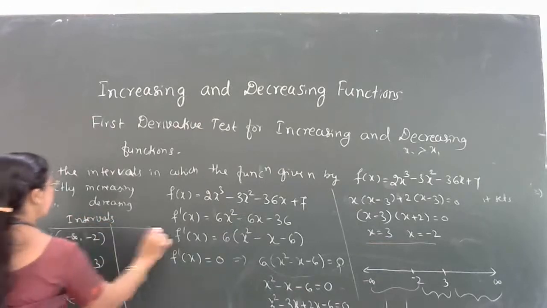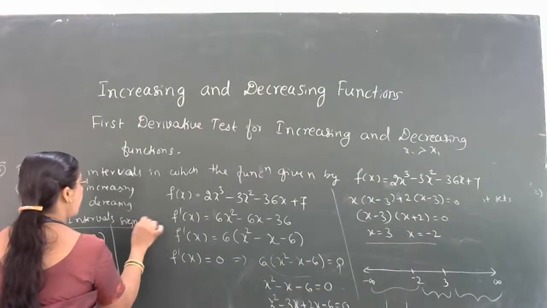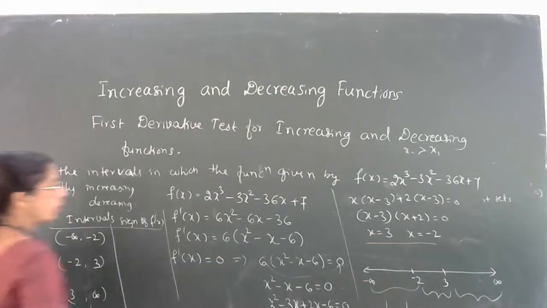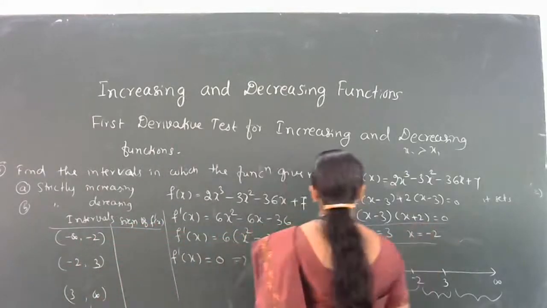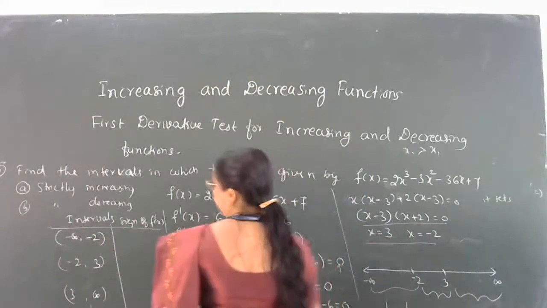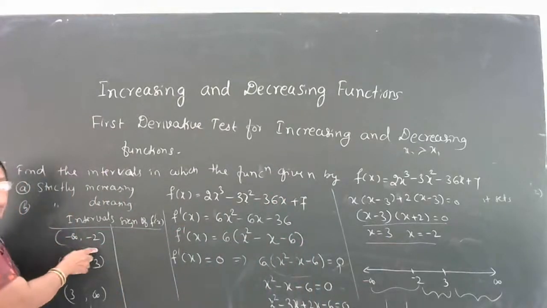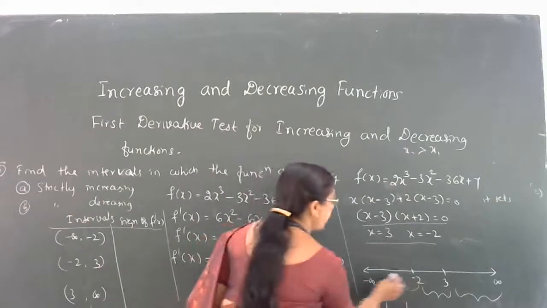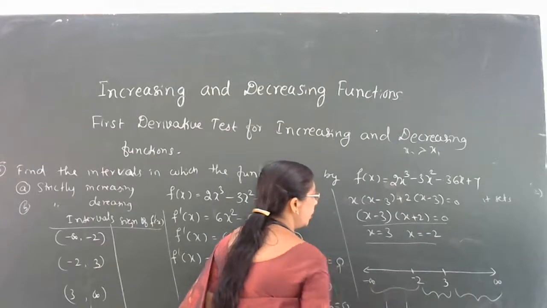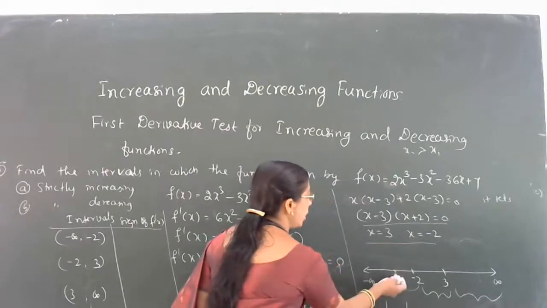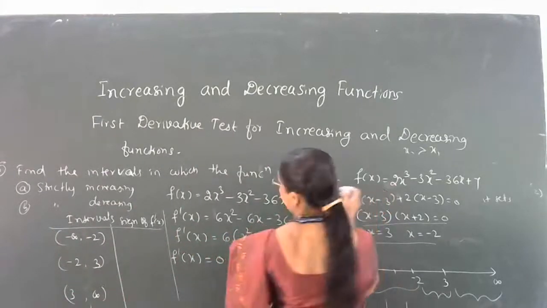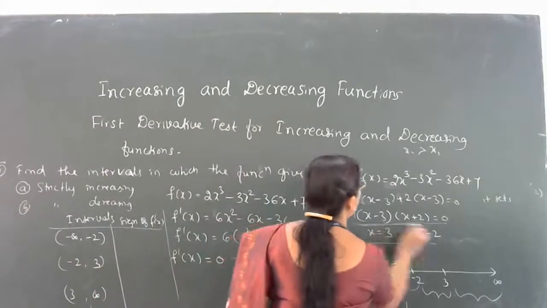Then you check the sign of f dash x. Here, for checking the sign, we put x minus 3 and x minus 2. We take any point between minus infinity and minus 2; it is always negative. Less than minus 2 is negative. Here we take minus 3, minus 6, all are minus. Therefore, we take minus here and put the values in.